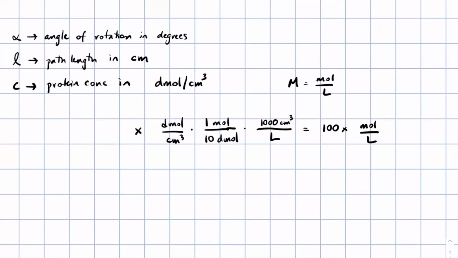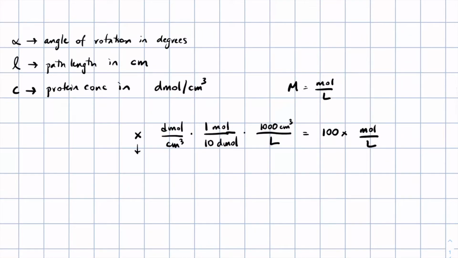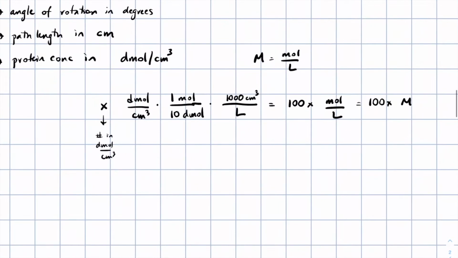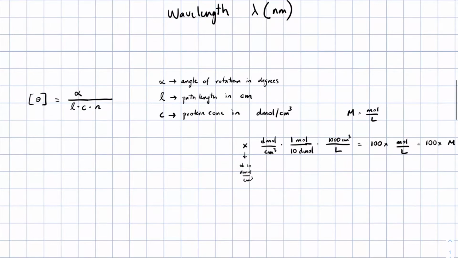If you want to have x, whatever number in units of decimals per centimeter, and you want to convert that into units of molar, you have to multiply x by 100. All right, sorry about that. That was kind of confusing. And then finally, n is the number of residues in your protein.